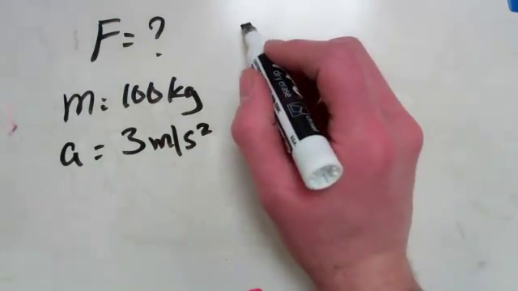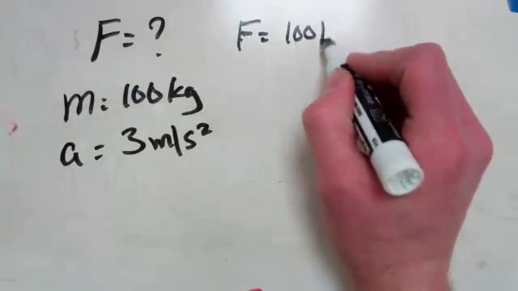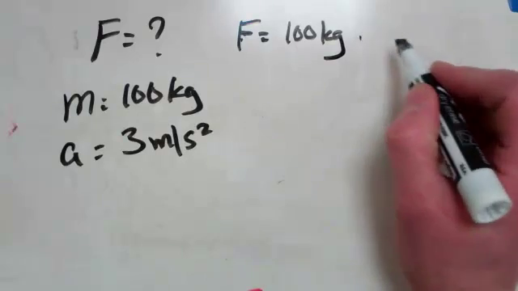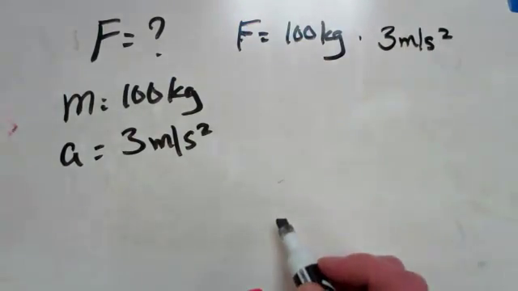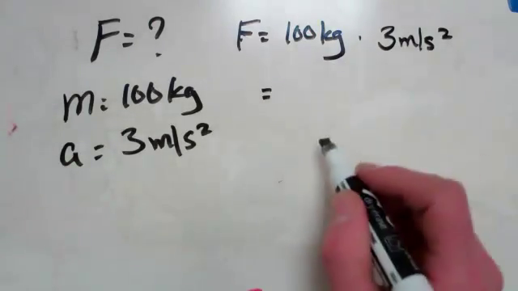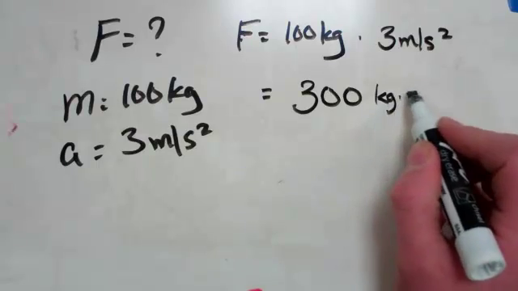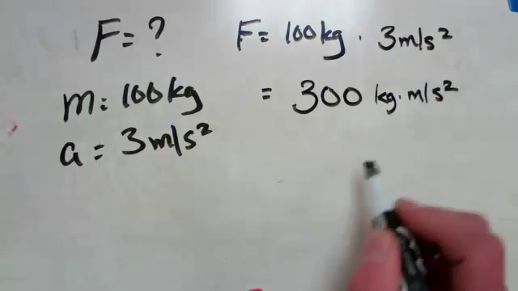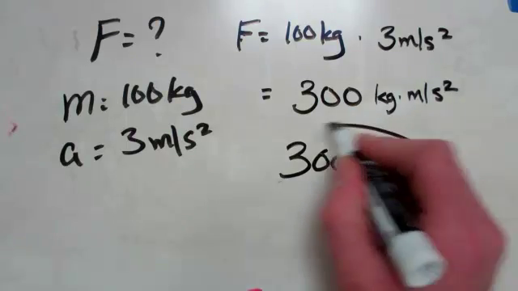If F equals ma, then we are looking at F being equal to 100 kilograms times 3 meters per second squared. 100 times 3 is 300. Our units could either be kilograms times meters per second squared, or the easier version of that is just to say 300 newtons of force.